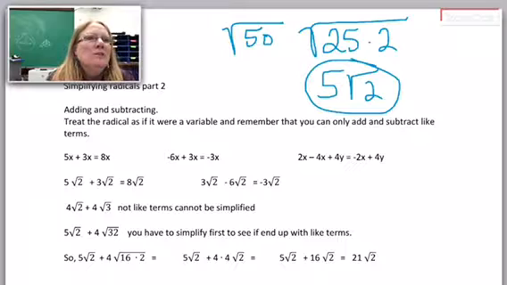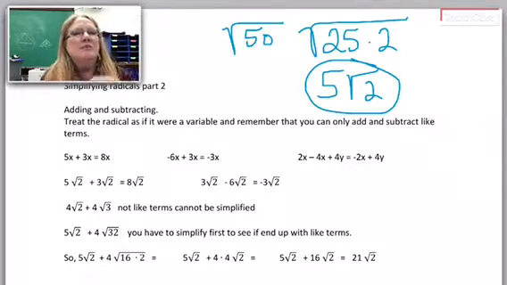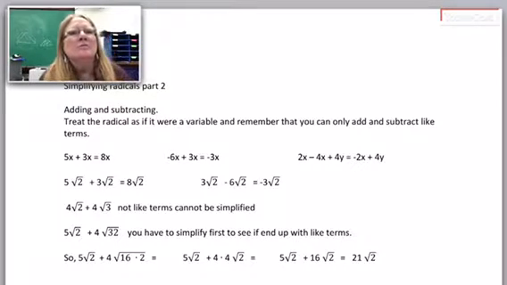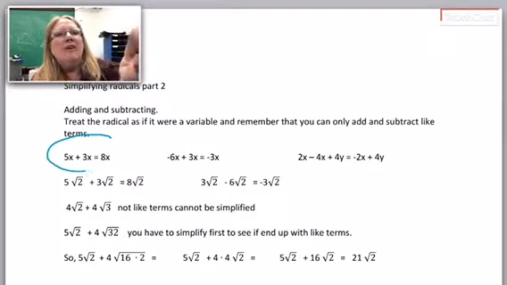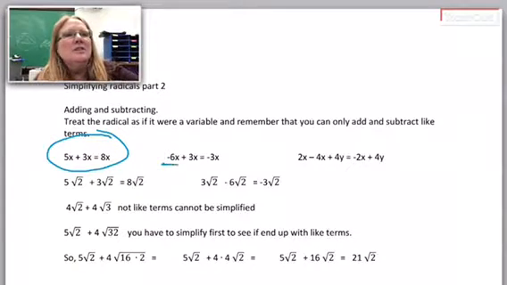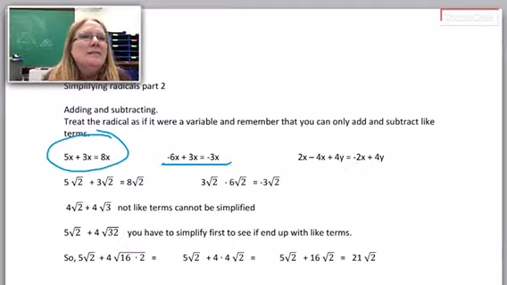Okay, so today we're going to look at some more rules of radicals, and we're going to start with adding and subtracting. When you're adding or subtracting radicals, you treat the radical as if it were a variable. And remember that you can only add or subtract like terms. So if we have 5x plus 3x, we add the 5 and the 3 and we get 8x because those are like terms. Likewise, negative 6x plus 3x is equal to negative 3x.